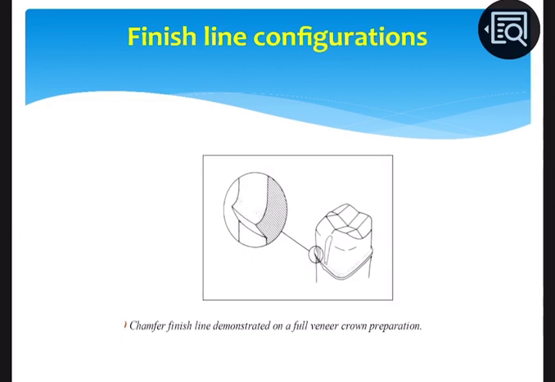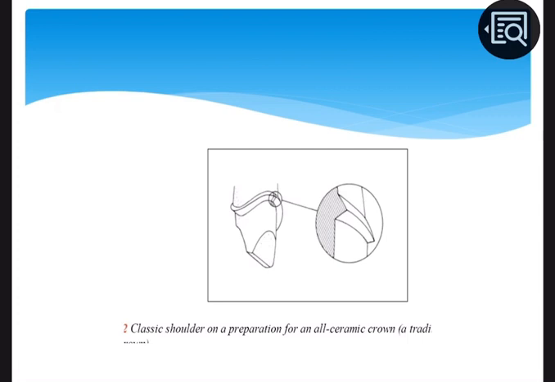So for the shoulder finish line, we make the shoulder finish line with the flat and tapered diamond burr, and we make the shoulder finish line for metal ceramic preparations and for the all ceramic crown preparations. The width of the shoulder finish line is 1 millimeter.